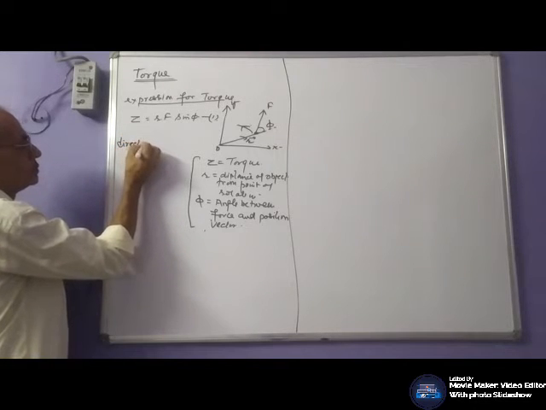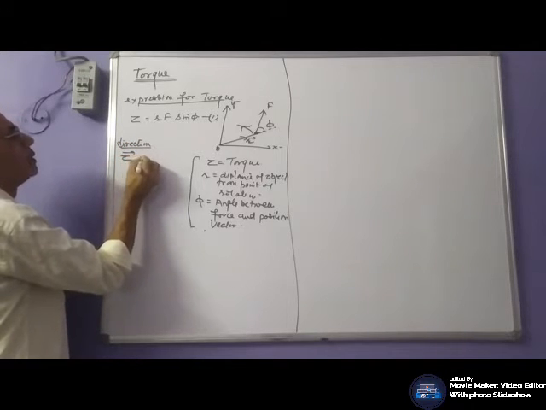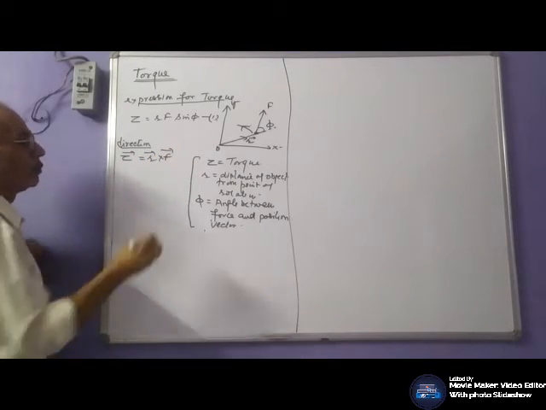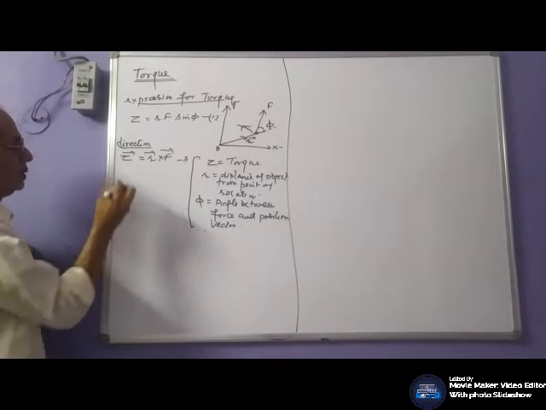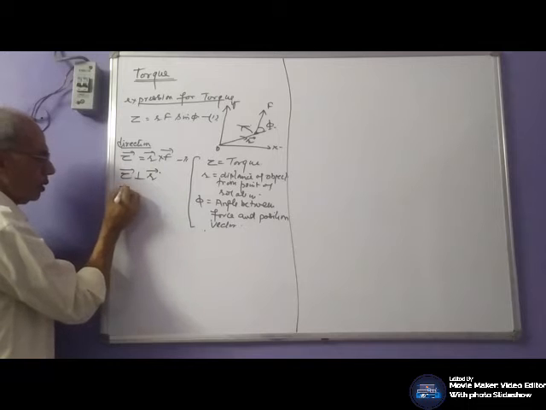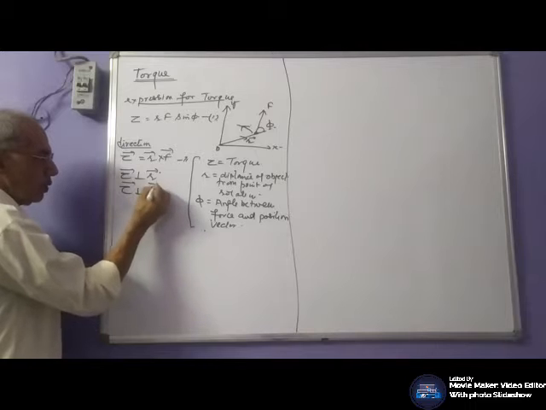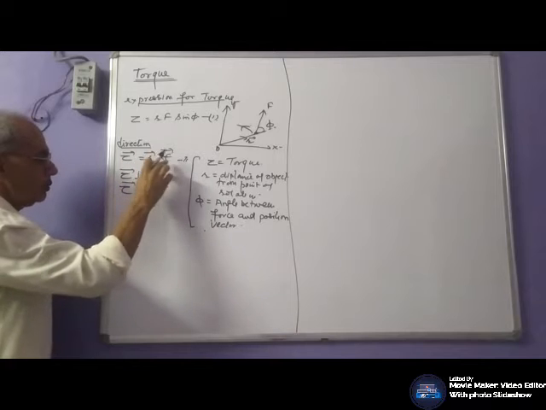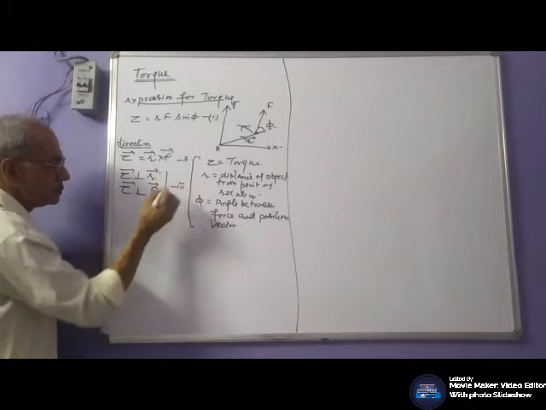Direction of torque. Torque is R cross F. This is again an expression. Where sin phi is there, it is a cross product. So the torque is perpendicular to R. Torque is perpendicular to F. Why? Cross is there. So torque is perpendicular to both R and F. This is the direction.